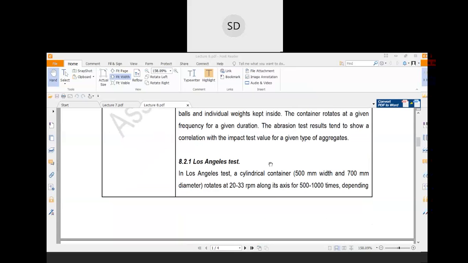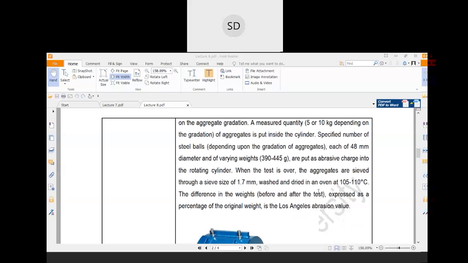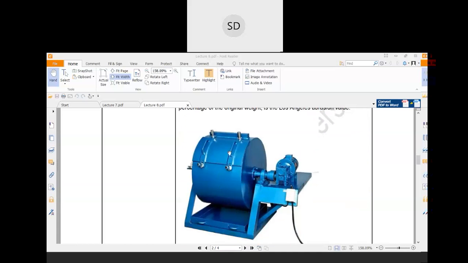In the Los Angeles abrasion test, there is only one cylindrical container of 500 mm width and 700 mm diameter. Basically, that is a larger one than the Deval container, and it rotates at a rate of 20 to 33 rpm along its axis for 500 to 1000 revolutions, depending on the aggregate gradation. Generally, 5 to 10 kg of aggregate, also depending on the gradation of the particles, is put inside the cylinder. That is your Los Angeles abrasion test.